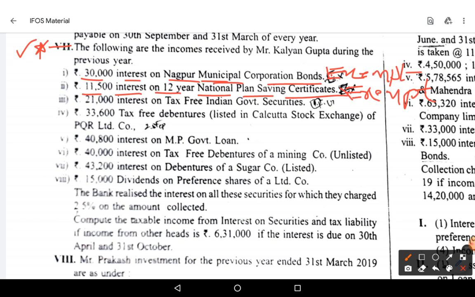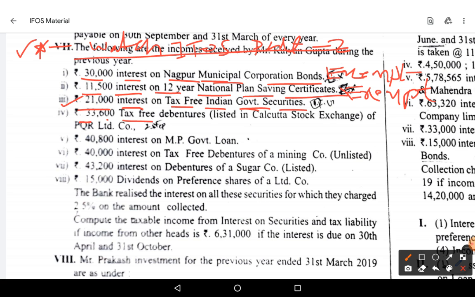Otherwise you can't do the income from other sources. If you want to learn them, watch the IFOS Part 2 video, you will get all of these. Okay, next: 21,000 interest on tax free Indian government securities. If it is government securities, no need to gross up. Directly, whatever interest is given is gross interest.